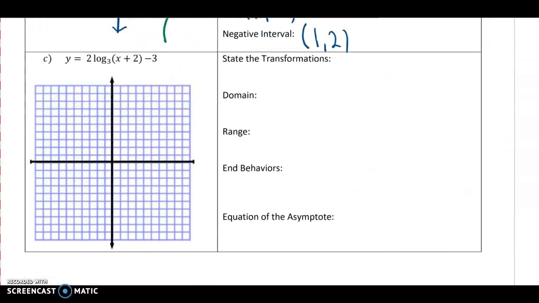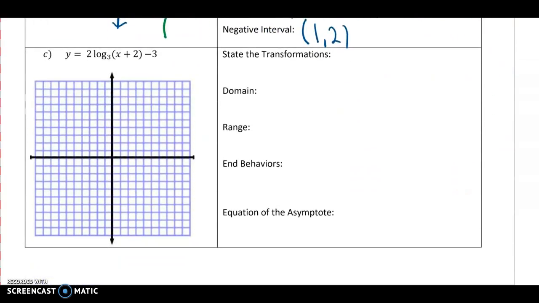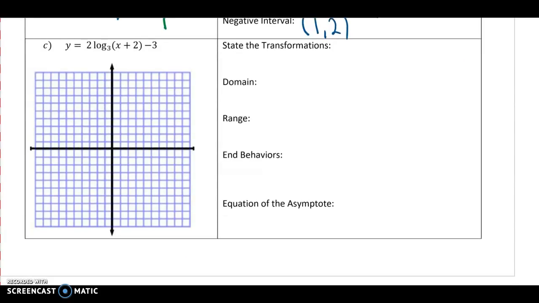Okay, so this one has a bit more of a transformation. So I'm going to start to take a few more shortcuts here. My transformations are going to be, it's going to stretch 2. That's the 2 in front. And then it's also going to go left 2 and down 3. So this time, instead of making 2 T-charts, I'm just going to make 1 and just go ahead and already switch my X and Y.